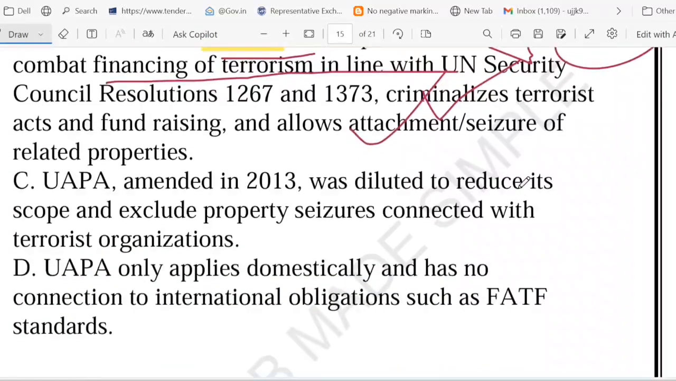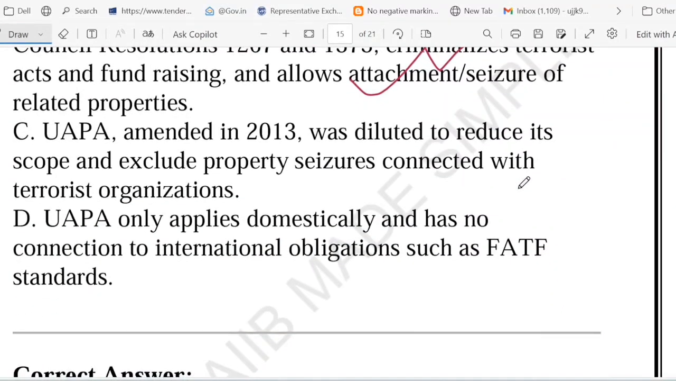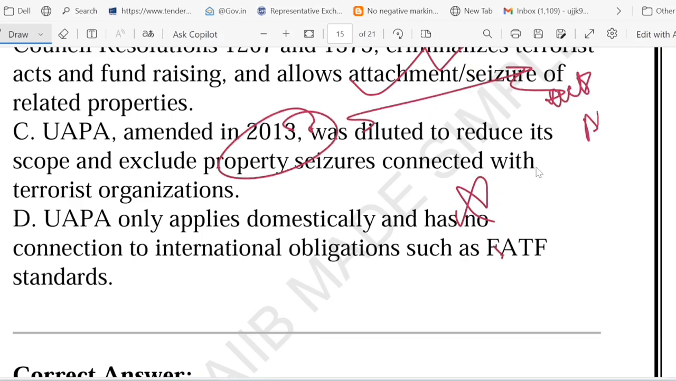What about option C? It says that the 2013 amendment diluted the law and reduced its scope. See, this is completely wrong. Why? Because the 2013 amendment actually made the act stronger. The amendment which happened in 2013 made the act stronger, bringing it in line with FATF standards.